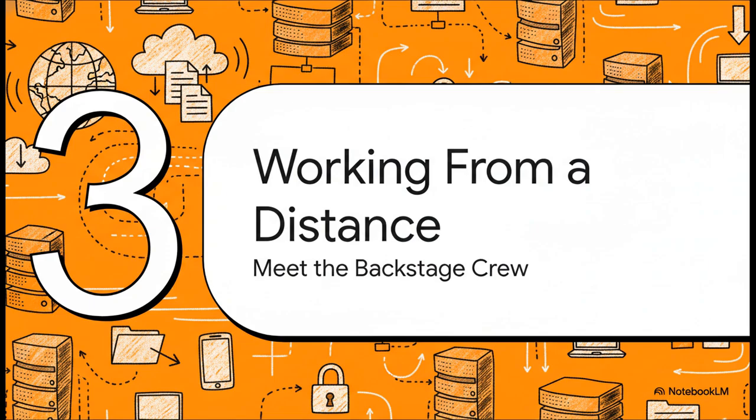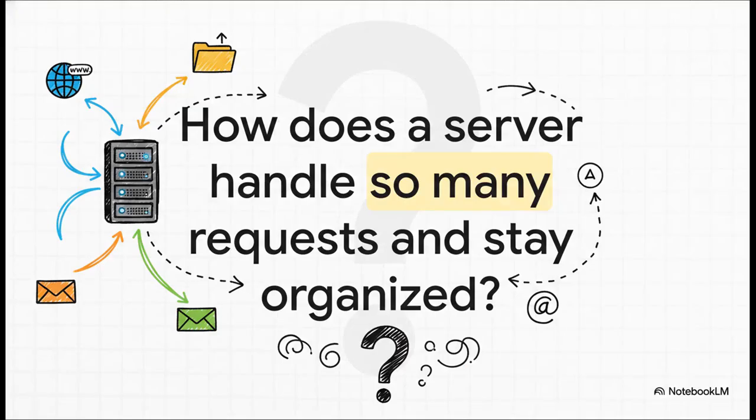All right, for this last section, let's do a little lightning round. We're going to meet the rest of the backstage crew, all those other protocols that handle the essential jobs, everything from working remotely to transferring files. So picture this. You've got a single server, and it's trying to handle website traffic, email, and maybe even file transfers, all at the same time. How in the world does it keep from getting totally confused? How does a request for a web page not end up in the email department by mistake?